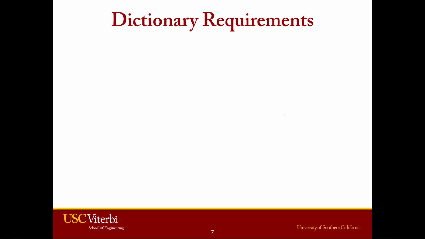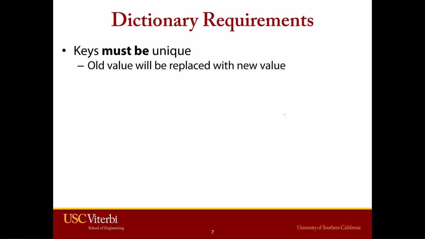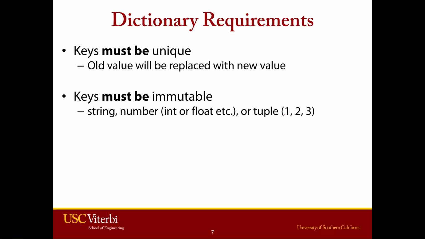Let's look at some of the requirements. When you start to build a dictionary, keys must be unique. If you have a repeated key, it will replace the old value. Keys must be immutable. Now, they can be anything that we've talked about this semester that's immutable: strings, ints, etc.